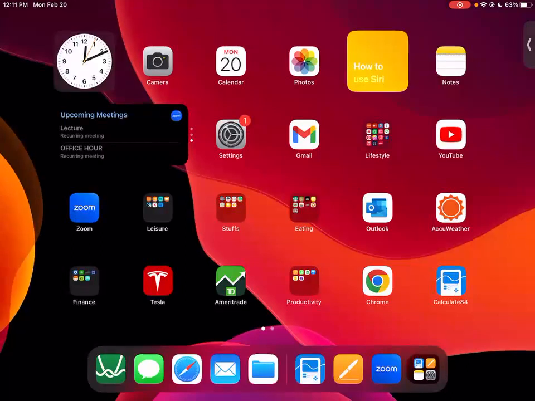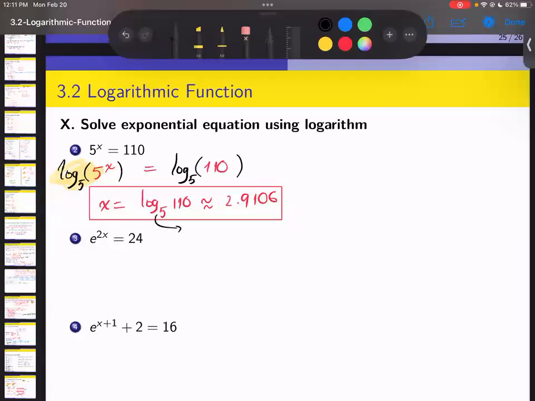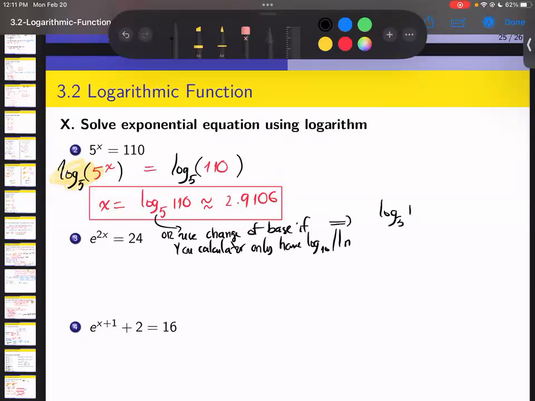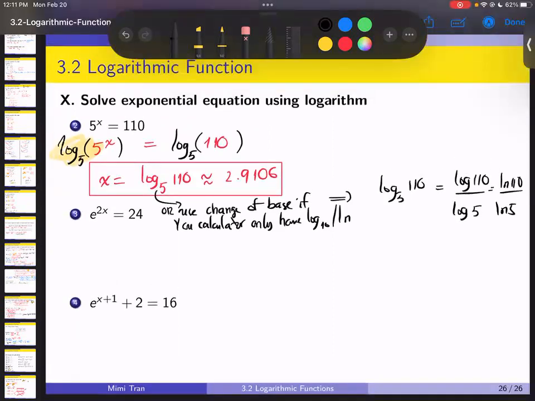You still be able to do this. If your calculator only has log base 10 and ln, all you have to do is change log base 5 of 110 into log 110 divided by log 5, right? Or ln 110 divided by ln 5. You got the same answer. Like my calculator doesn't have a log base. Usually I do.